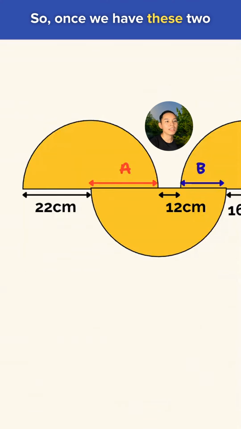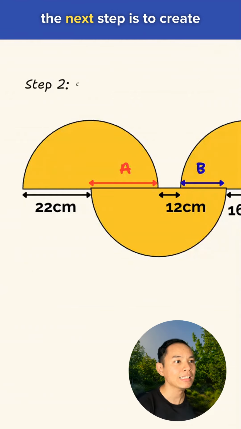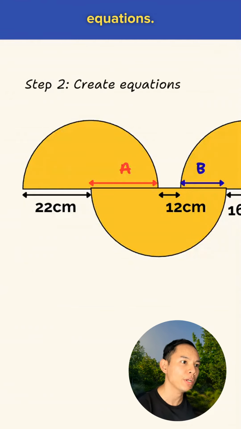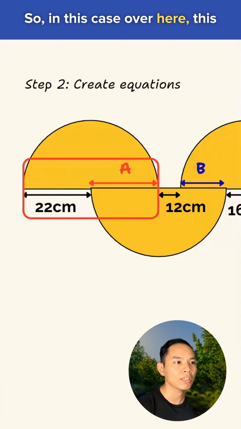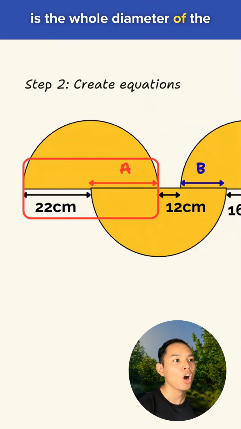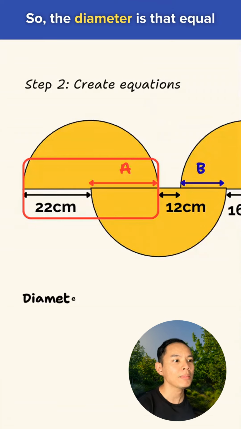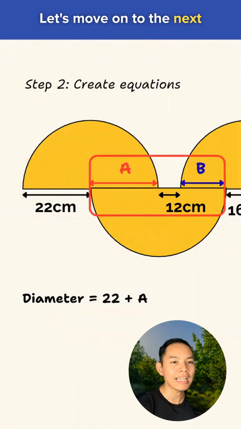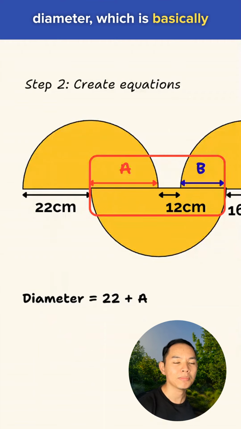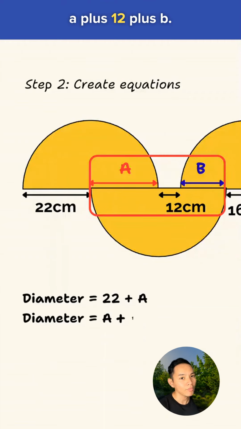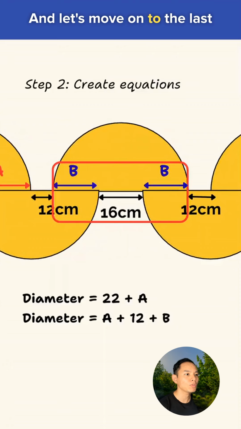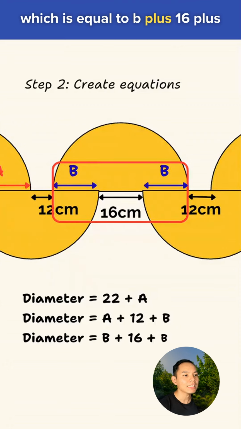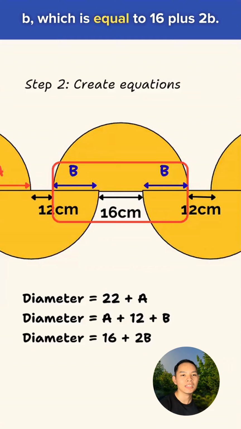So once we have these two labels down, the next step is to create equations. In this case over here, this is the whole diameter of the semicircle. So the diameter is then equal to 21 plus A. Let's move on to the next diameter, which is basically A plus 12 plus B. And let's move on to the last part, which is in the middle, which is equal to B plus 16 plus B, which is equal to 16 plus 2B.